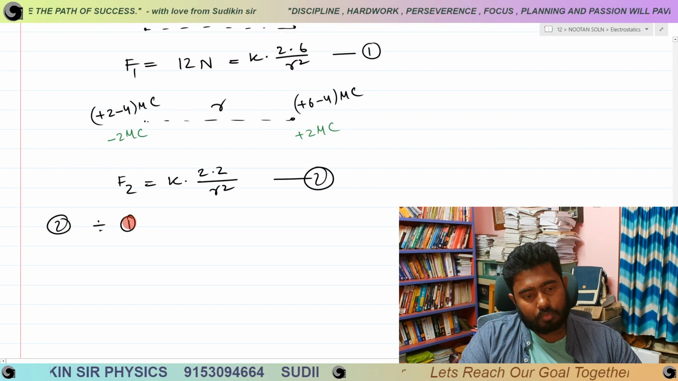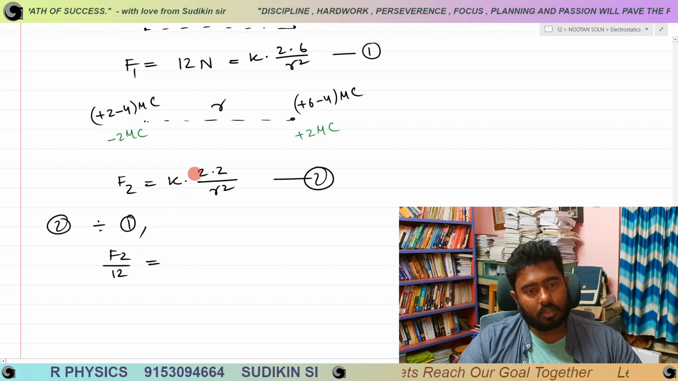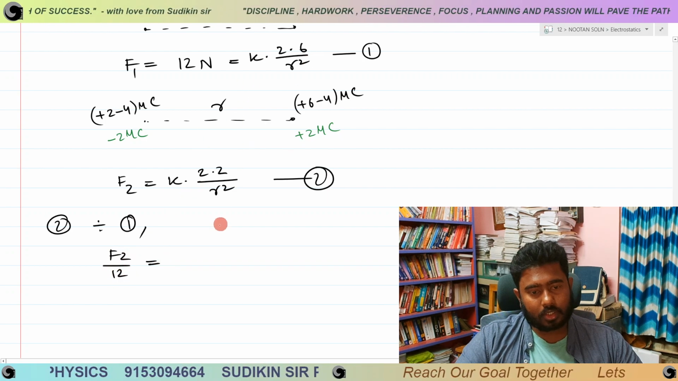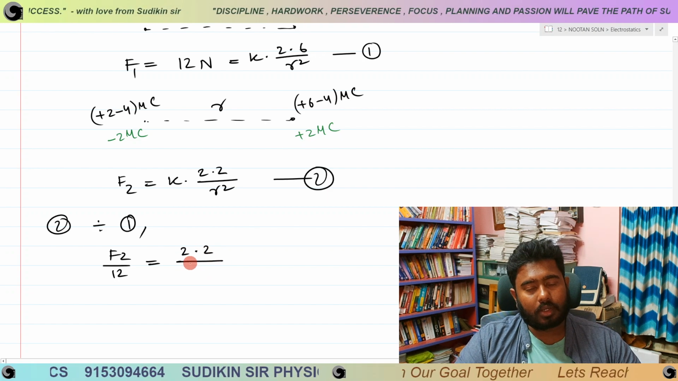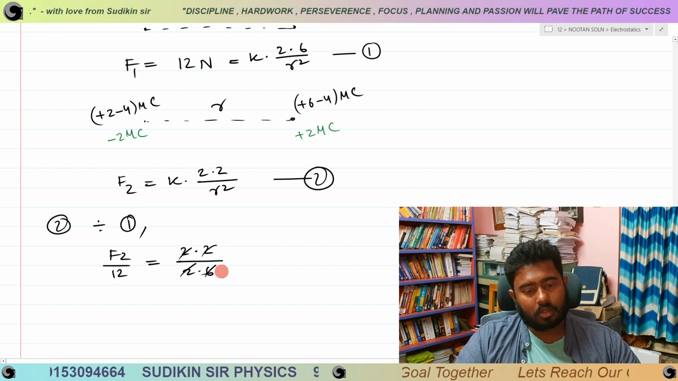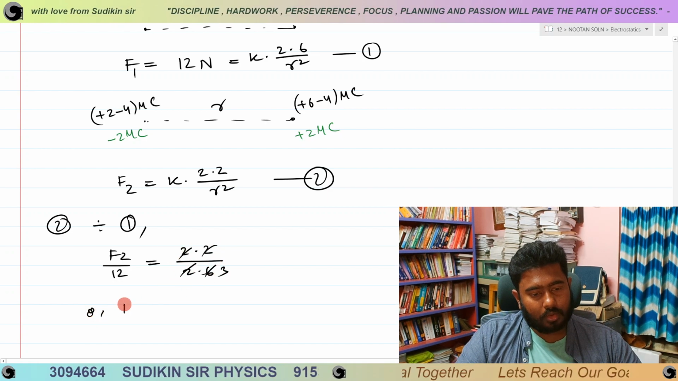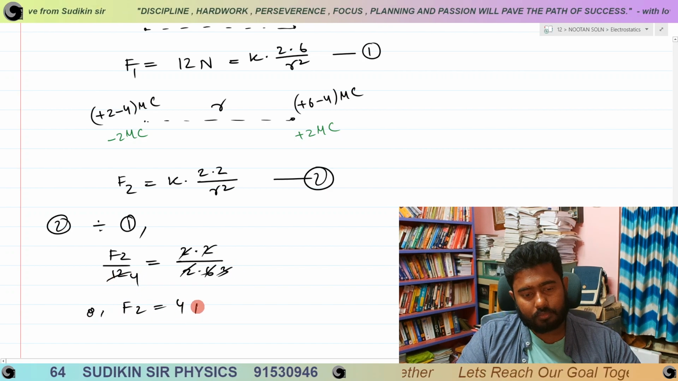If we divide F2 by F1, k will cancel out, r square will cancel out, that will be 2 times 2 divided by 2 times 6. So this will cut away, and F2 will be 4 Newton.